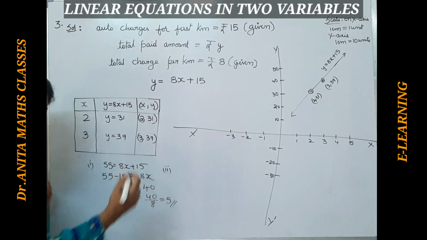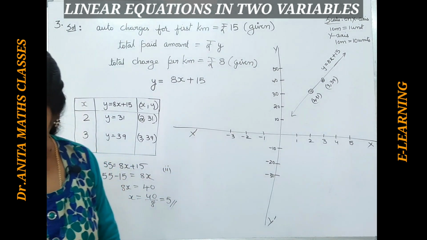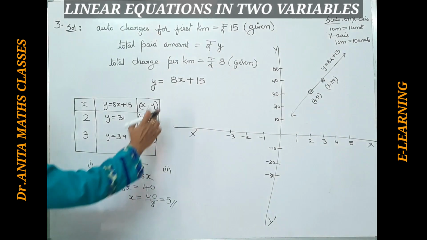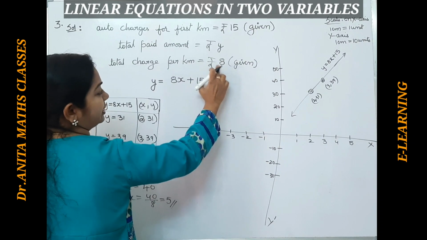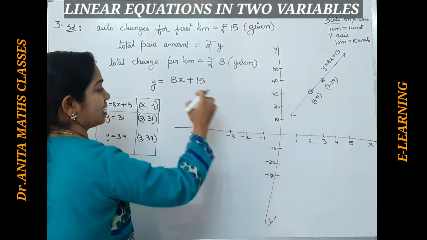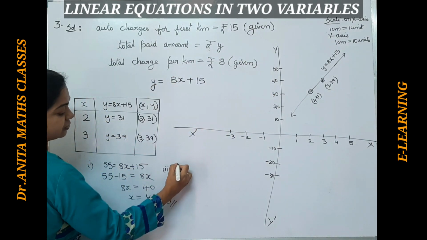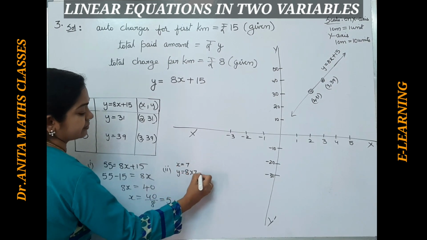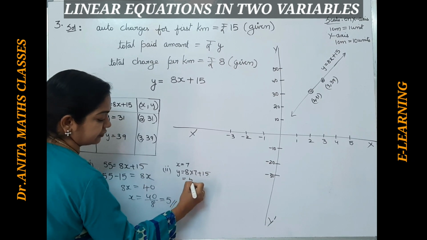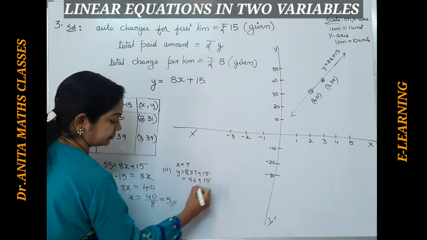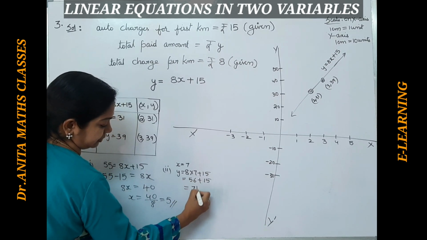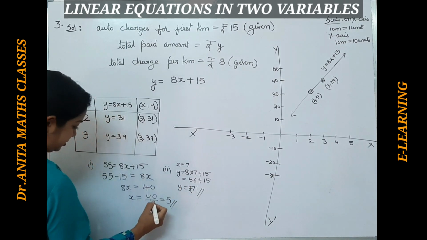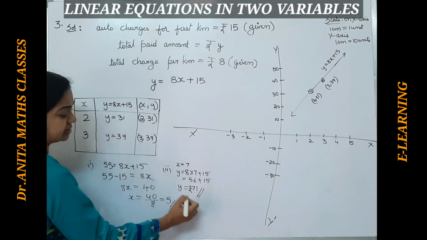Let us do the second one. The question also asks, how much would you have paid for 7 kilometers? That means, see here, 8 rupees per kilometer. So 7 kilometers traveled, x is given. So x is 7, and we need to find y. y is equal to 8 into 7 plus 15. So 56 plus 15 is 71. So y is 71 rupees. This is the answer to the second question.